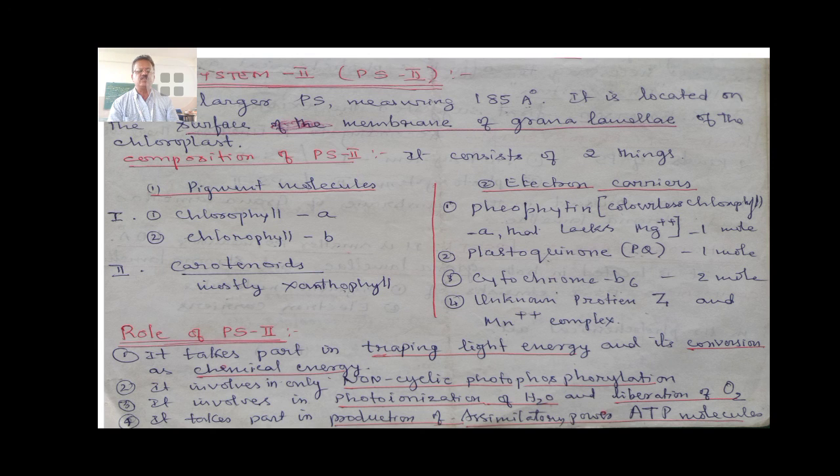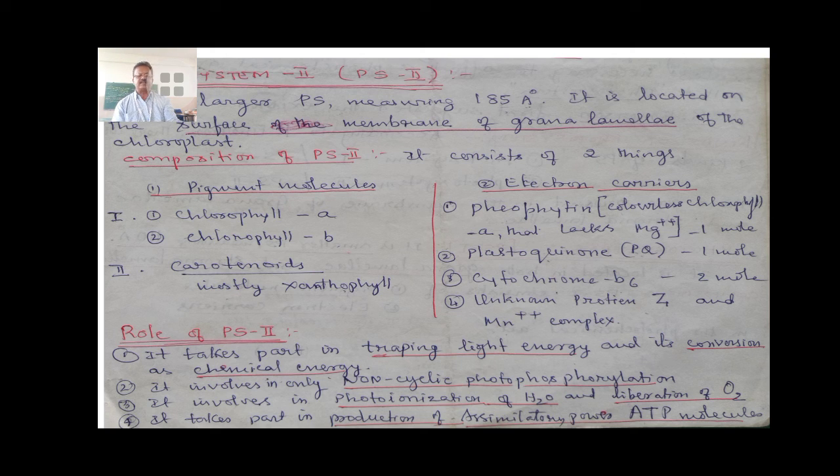Okay, so actually photosynthesis involves 2 major phases: number 1 is the light phase, and number 2 is the dark phase. Let us take the first one, the light phase. It is also called the photochemical reaction or Hill's reaction.